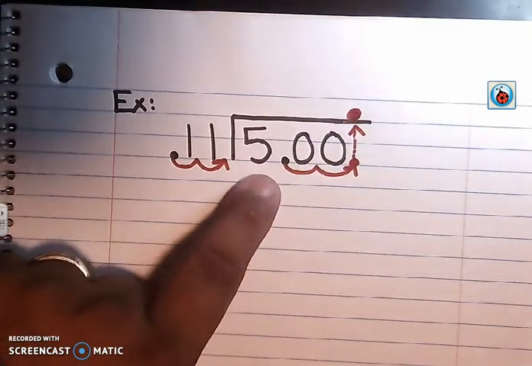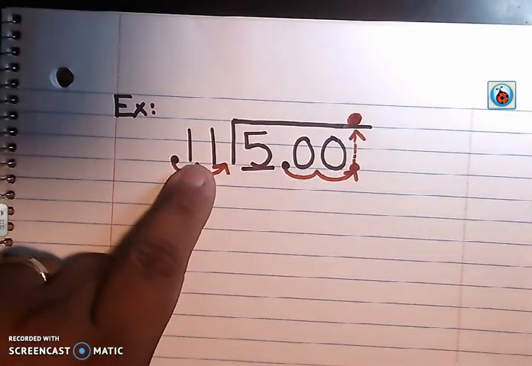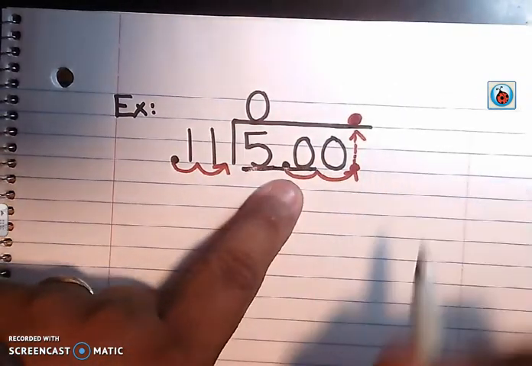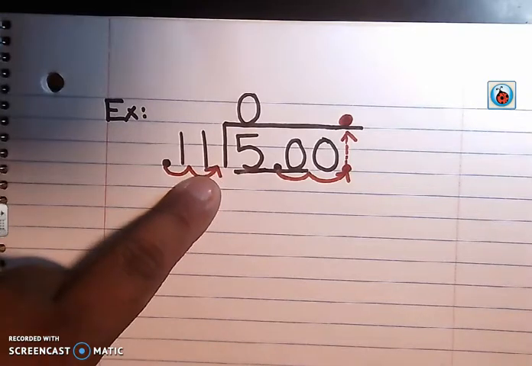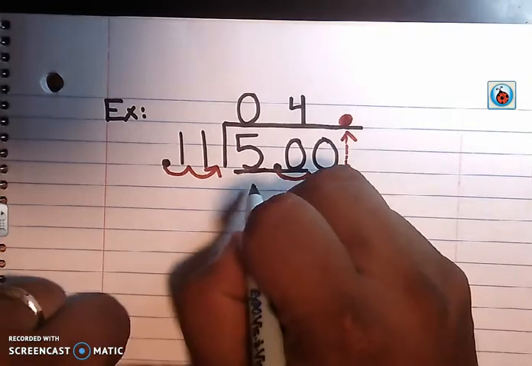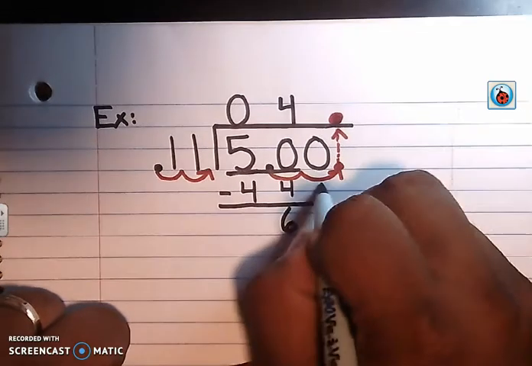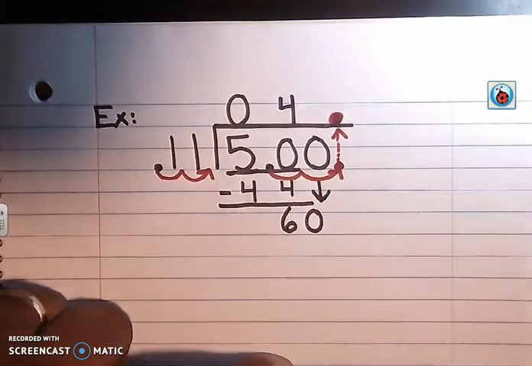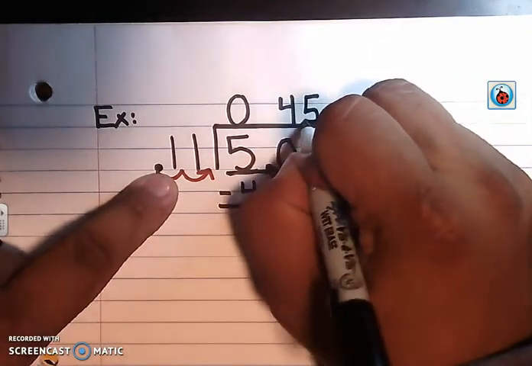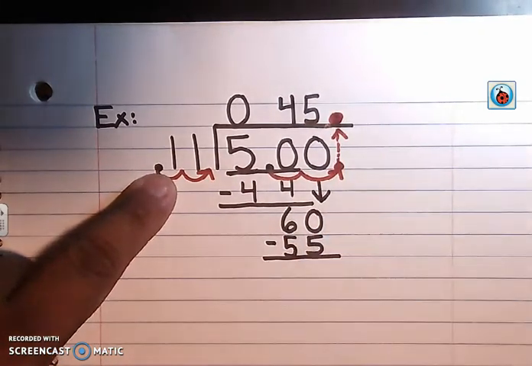So now I can solve it like a regular division problem. I have 5 controllers. Can 11 people play? No. 50 controllers. Can 11 people play? Yes, they can play 4 times. So 4 times 11, 44. Sister subtract. Brother bring down. I've got 60 controllers. Can 11 people play? Yes. 5 times, which is 55. Sister subtract.